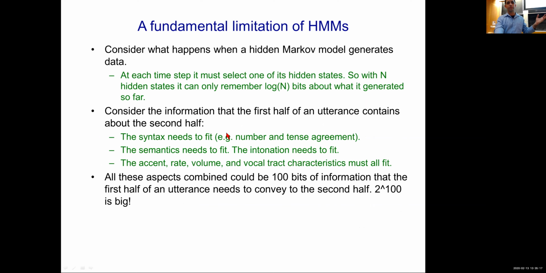And if you have information about syntax, semantics, accent, the rate of speech, volume, vocal tract characteristics, etc., you need to explode the number of states. So if you want to remember just 100 bits of information, you need 2 to the 100 hidden states. Is everybody with me so far? So that's the problem with hidden Markov models, okay?